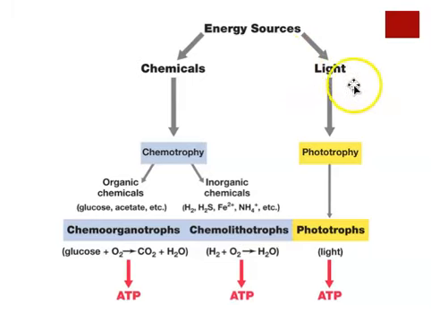Now, over on the side of the phototrophs and phototrophy, these we don't break down any further. Any organism that's capable of phototrophy, or what we would call a phototroph, is harvesting energy from sunlight and using that energy to build ATP.